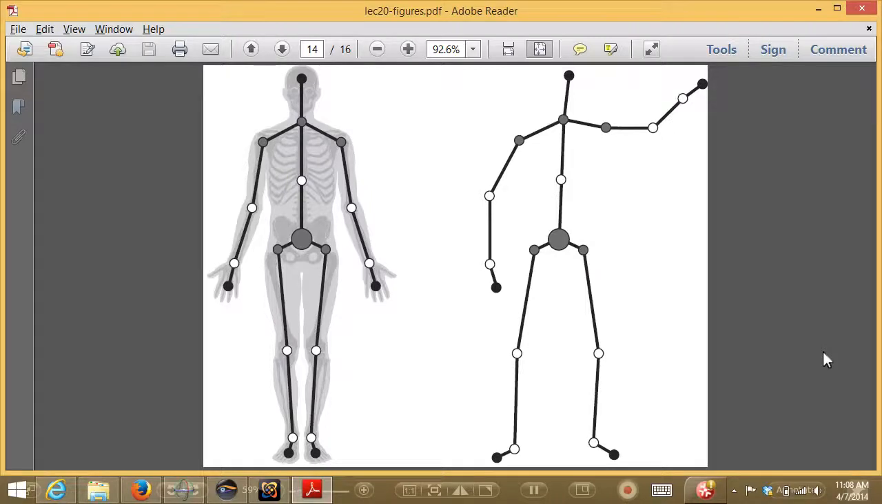Okay, let me pause and ask if there are any questions about the setup. This is more like the terminology of motion capture, just getting us started.